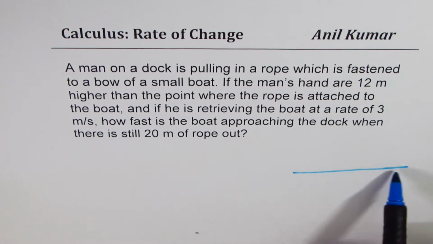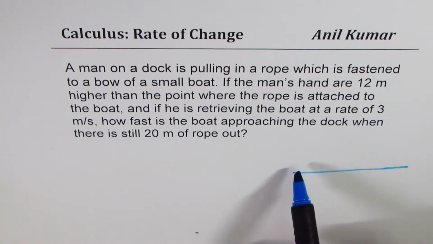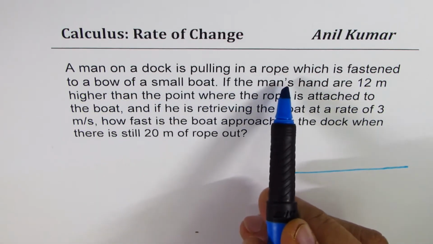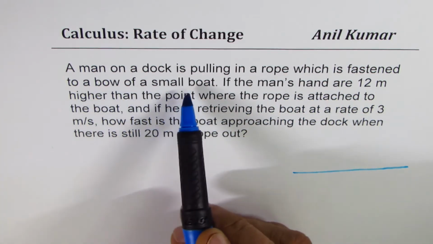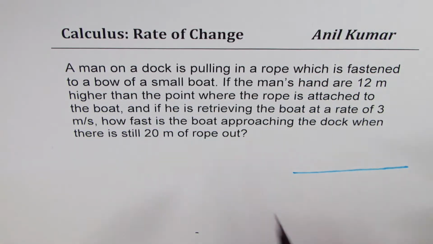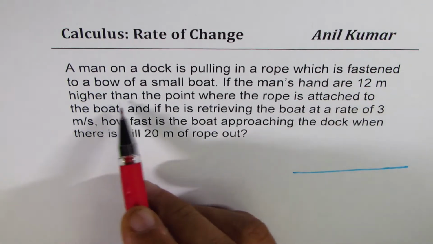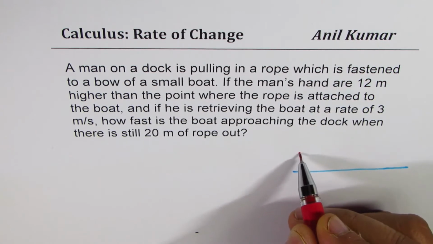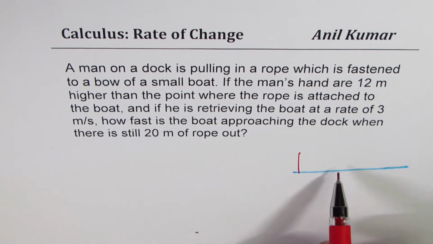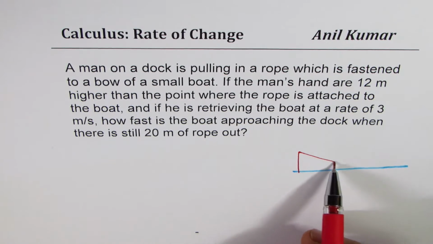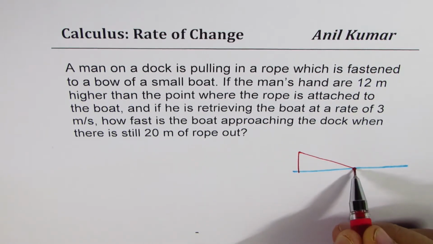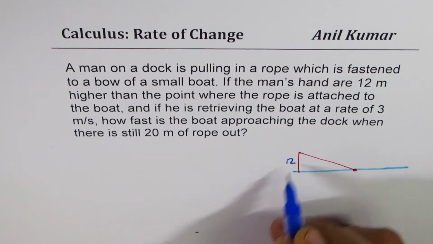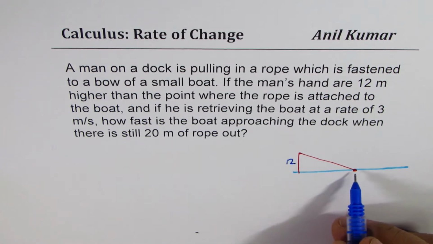Let's say that's the level of the sea. A man on a dock is pulling in a rope which is fastened to a bow of a boat. If the man's hand is 12 meters higher than the point where the rope is attached, what we will do here is we'll say that this is 12 meters higher and that is the boat, right? So attached to the boat. So this is 12 meters for us and that's the boat.